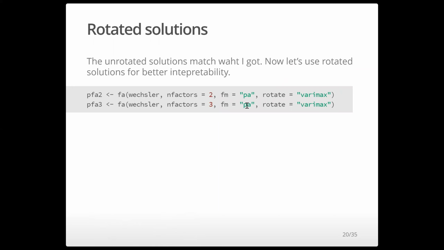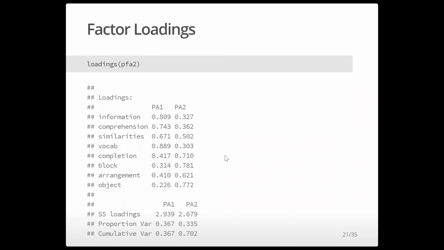That matches what I got. Now let's use the rotated solutions, so this will increase interpretability. Here I'm using the varimax rotation. And what we see here is a very similar pattern to what we saw before. The first factor loads on the first 4 variables, the second factor on the last 4.